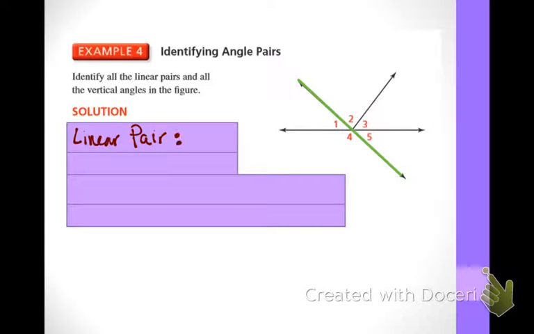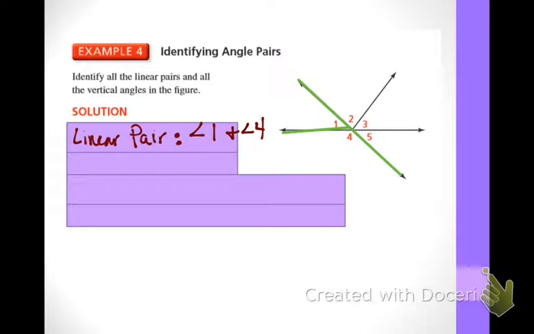Are there two angles that create this straight line together? I'm going to tell you yes, and it's 1 and 4. Do you see how this is more like a sideways T, I guess? I'm just not going to be able to draw that. So angle 1 and 4, those are a linear pair.